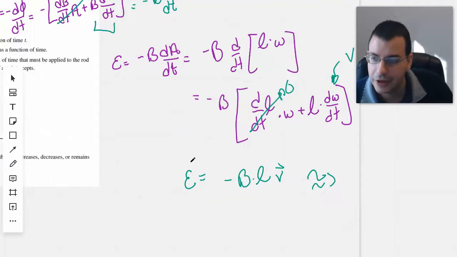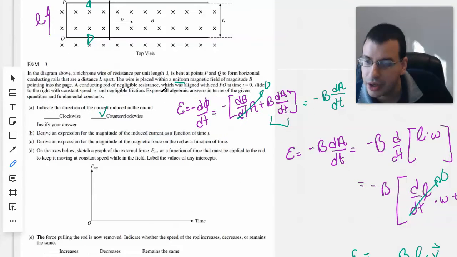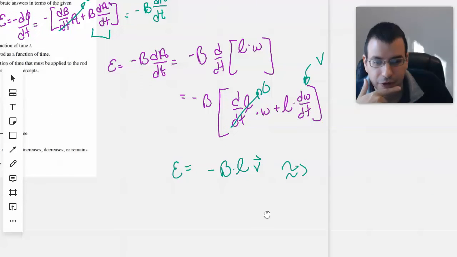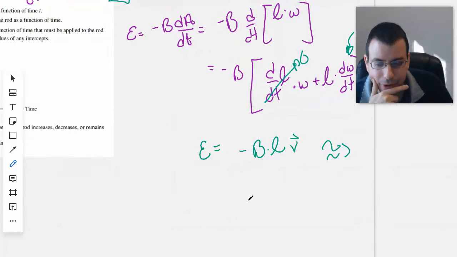Okay, so we got the induced EMF. Express all algebraic in terms of given quantities, just make sure all your ends are right. Induced current as a function of time.